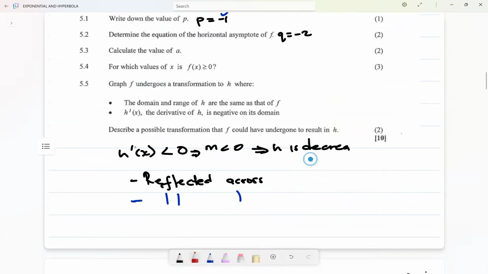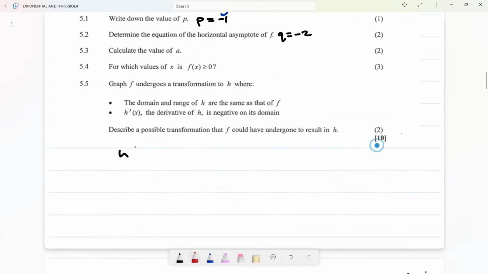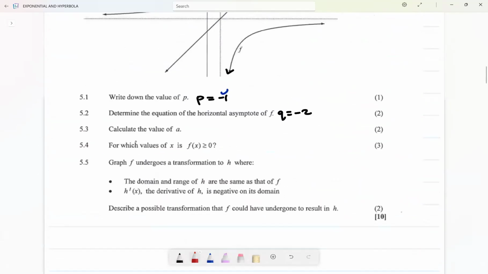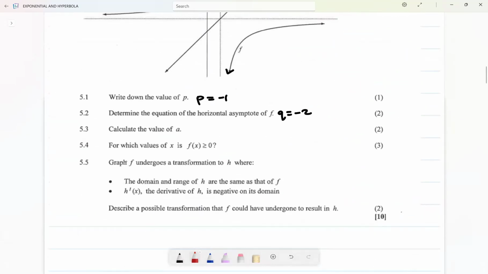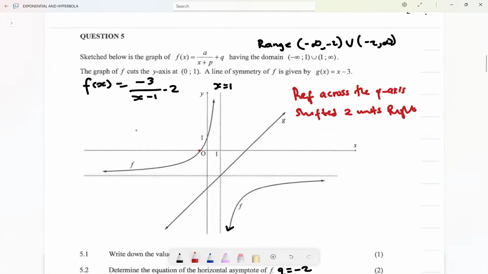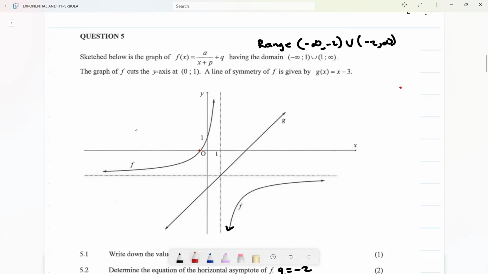So let's cover the question that I skipped, guys. I was very happy for this question. So let's see what they ask us to do. They say 5.4, for which values of x will f of x be greater than 0? When will f of x be greater than 0? F of x greater than 0 means it is above, okay? F of x greater than 0.